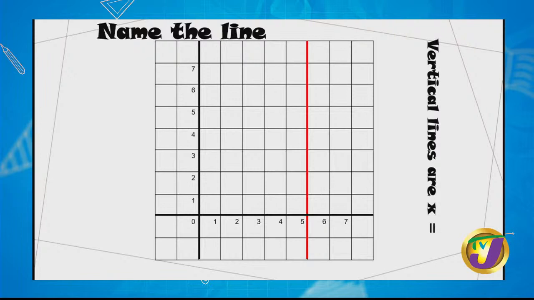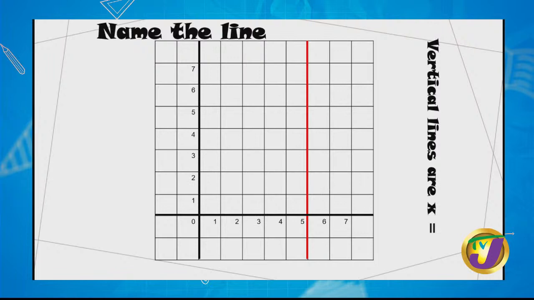So if it's a vertical line, then it will be some x equal. All right. So I am seeing that this red line is a vertical line. So if I'm going to name that line, it must be x equal to something. All right. So what if it is horizontal? If it is horizontal, then it is y equal to some value.